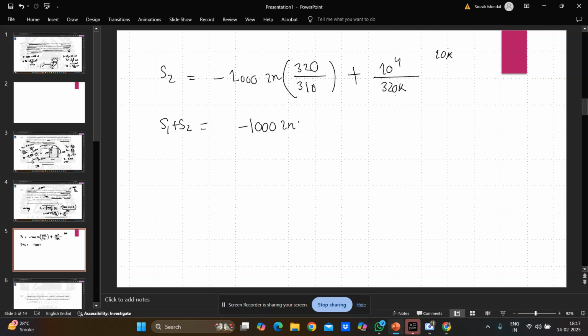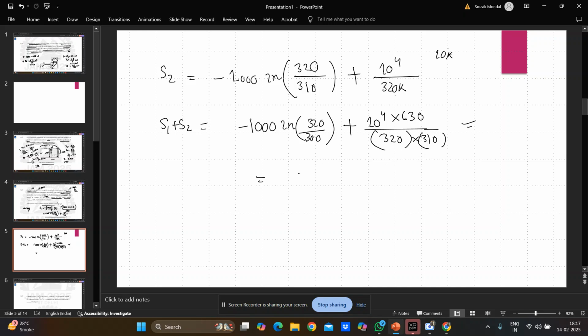So 1000 log 320 by 300, okay, plus 10 to the power 4 into, if you add these two, I mean, minus 1 by 310 plus 1 by 320, you will get some kind of this. Now you have to put these values in the calculator carefully. I think this job is more difficult than finding the expression. Okay, so people often can make mistakes, so that's why it's actually a lengthy problem.